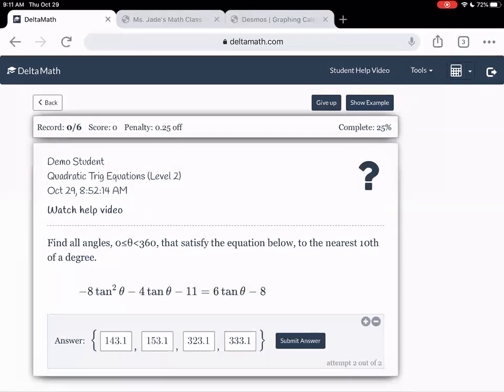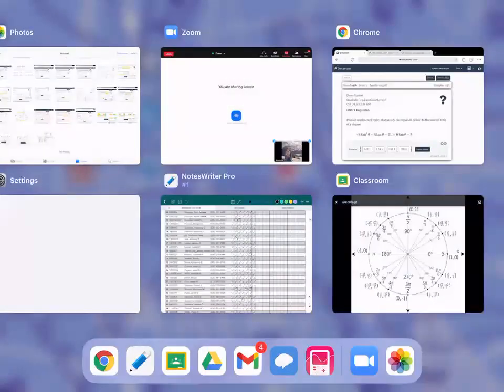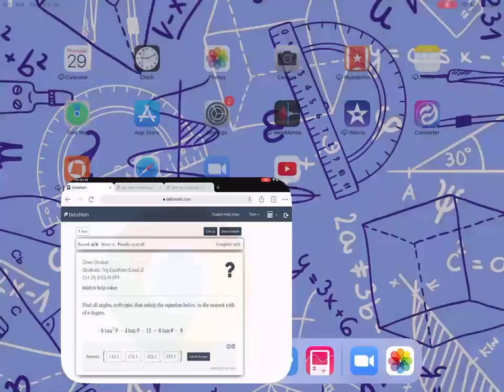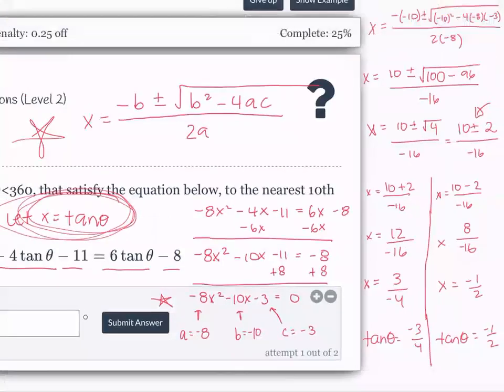All right, let's take a look at what happened. It's always these problems, isn't it, that we do a lot of work on, and then it ends up being wrong. Okay, so we have negative 8x squared minus 4 tangent x minus 11 is equal to 6x minus 8. We subtracted 6x on both sides. We got that. We added 8. Plugged it in. Negative 3 over 4. Negative 1/2.